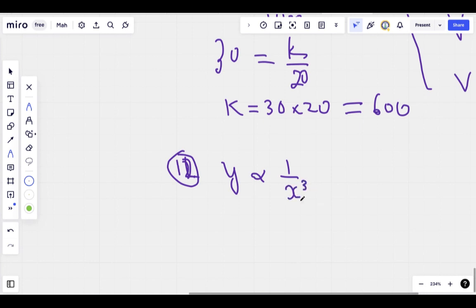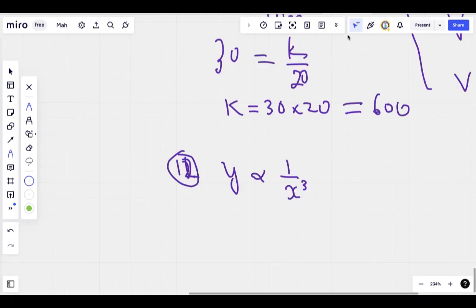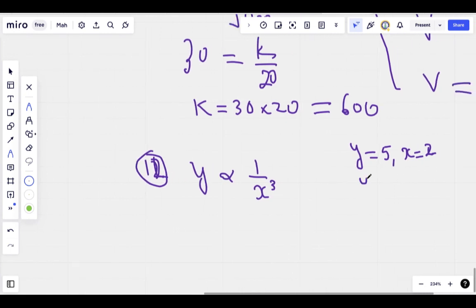Then they went further to say that y is 5 when x is 2. So y equal to 5, and x equal to 2. Now they want us to find y when x equal to 4. So we just substitute into this. First of all, we remove this and put k here. So we say y. Okay, let me change.